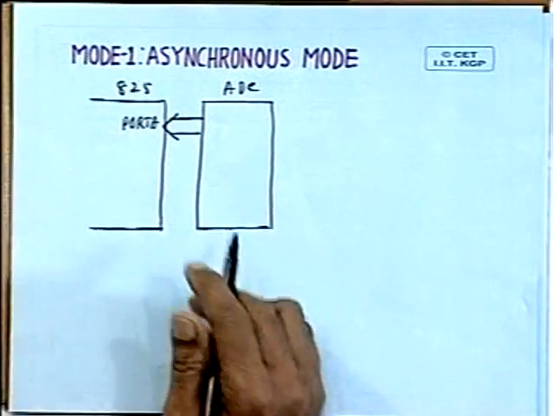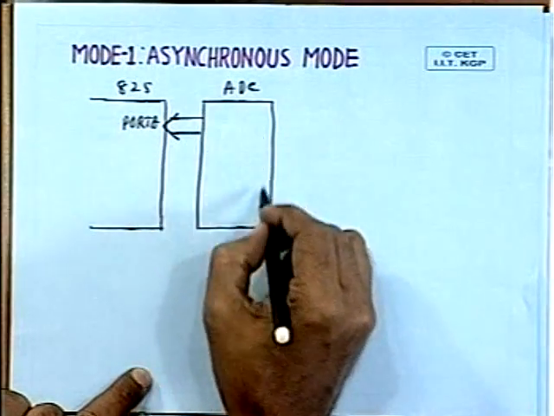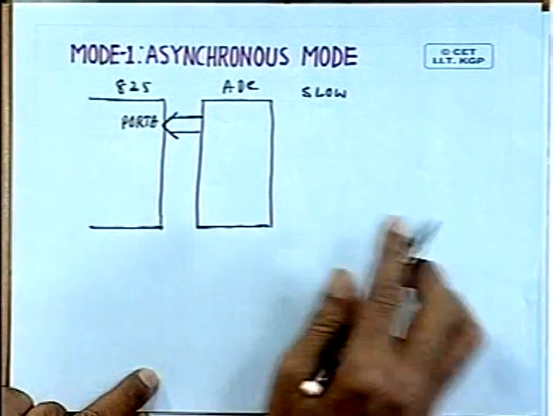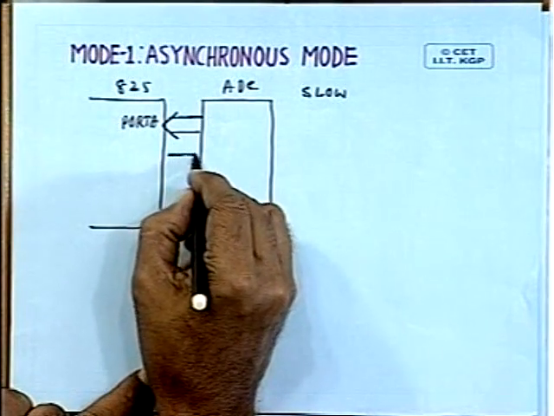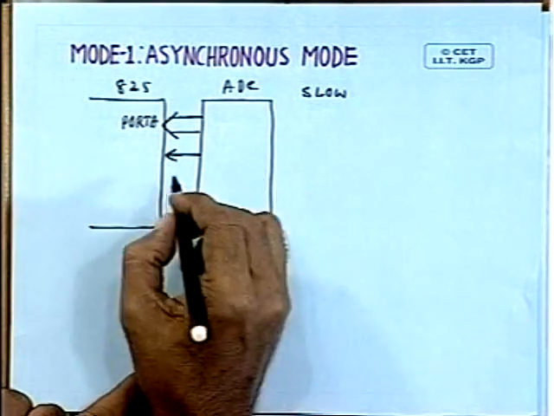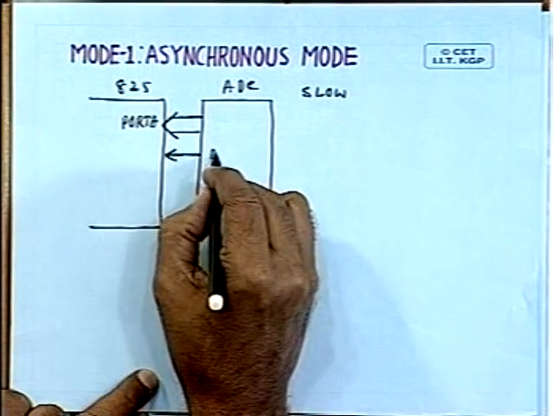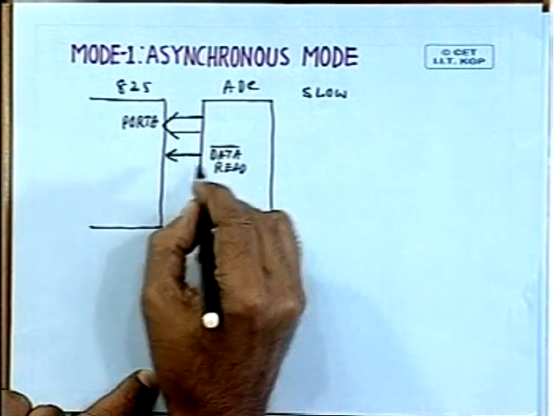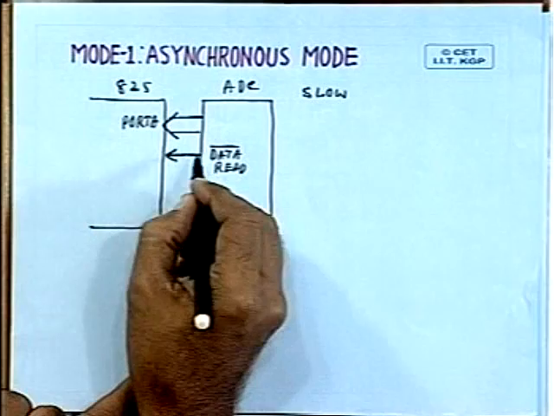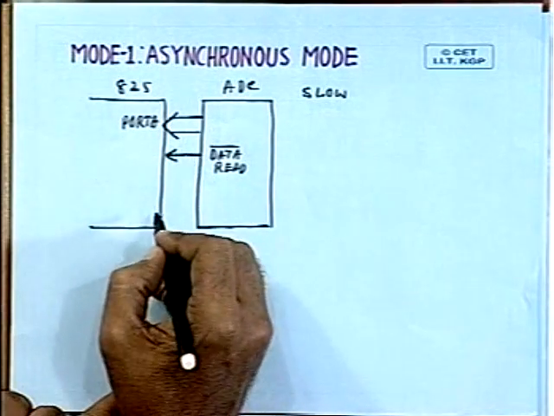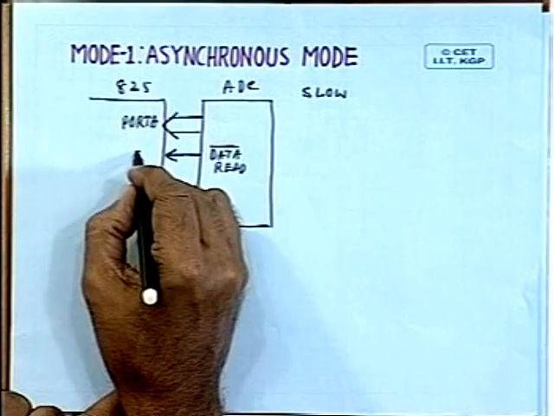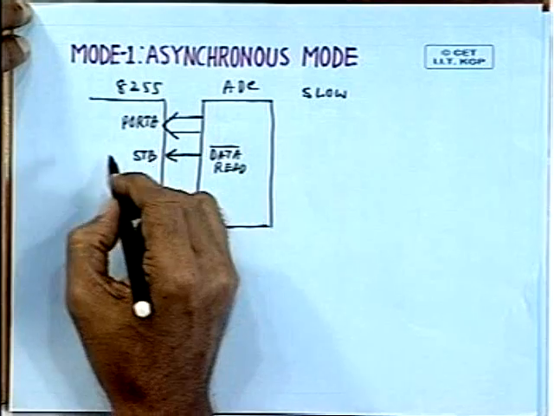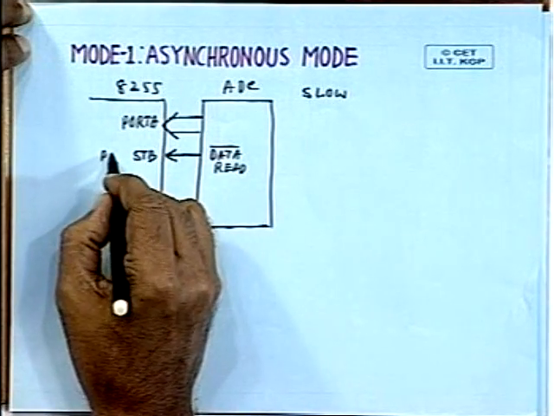And port A is connected here, and since this AD converter is a slow device, you have to use asynchronous mode. The AD converter has got a strobe or data ready signal, with the help of which it can transfer data whenever the data is ready. And this has to be connected to the strobe input of the 8255, and the corresponding port line is PC4, as you know.